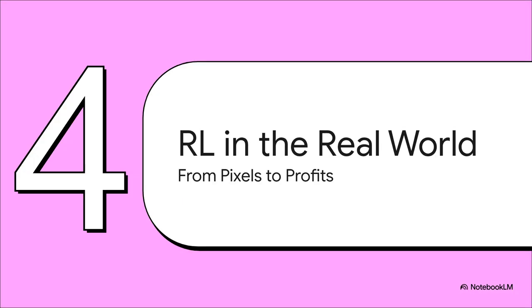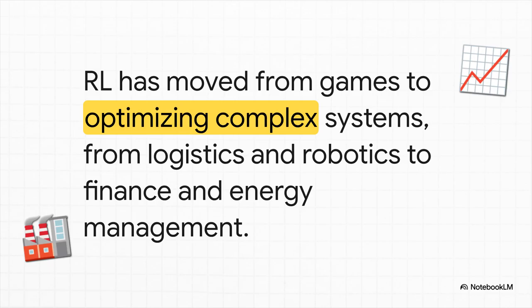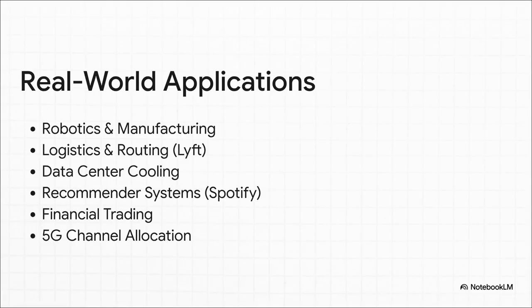But look, this isn't just about getting high scores in old video games. The exact same ideas are now being used to optimize unbelievably complex systems in the real world, and the impact is massive. When you think about it, the skills an agent needs to master a game, spotting patterns, thinking long-term, adapting on the fly, those are the exact same skills needed to solve some of the toughest business and engineering problems out there. So where is this stuff showing up?